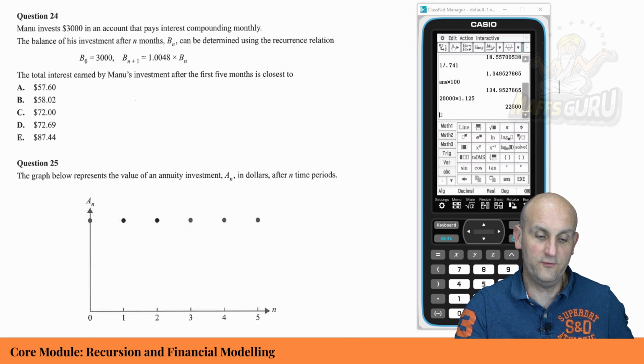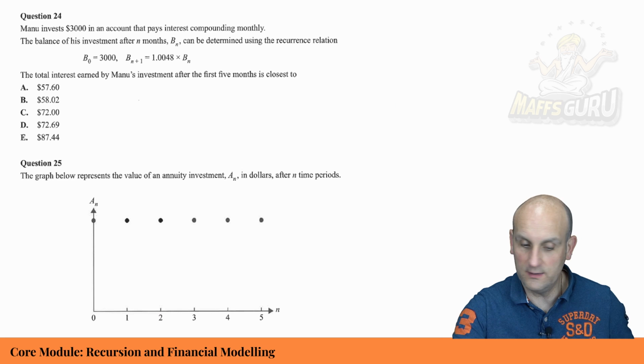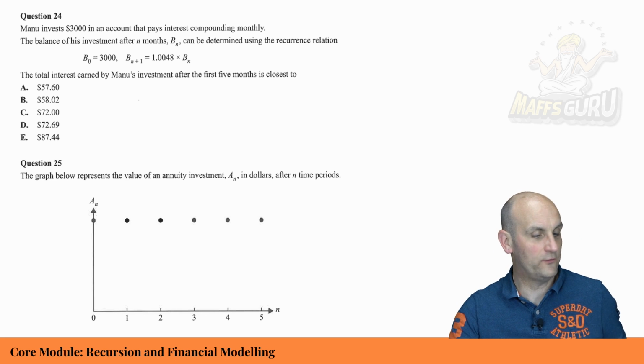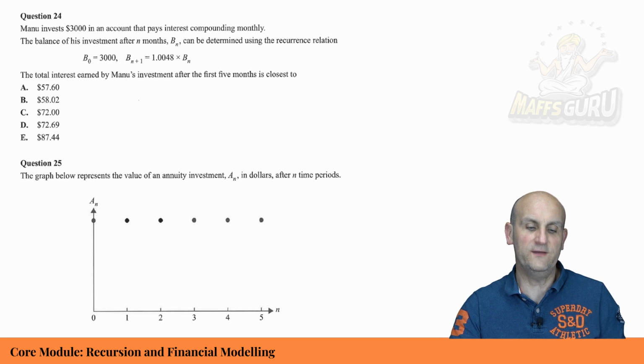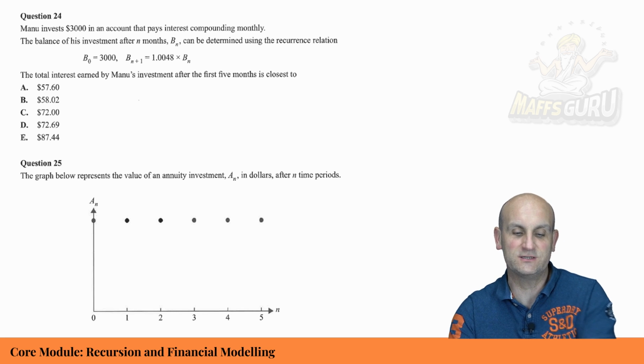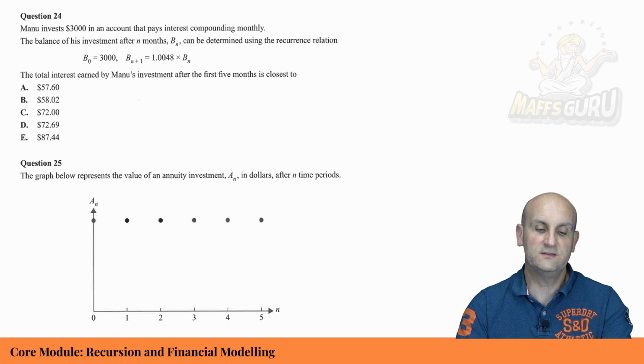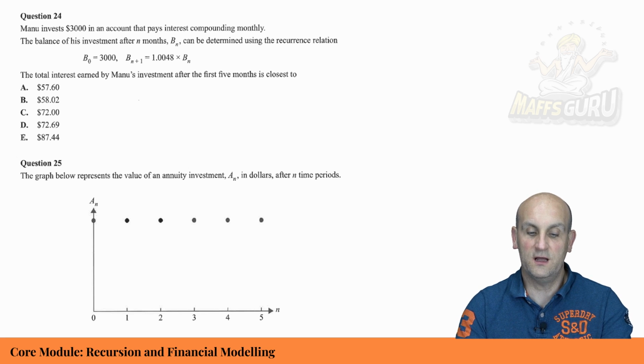Manu, I have a friend called Manu, or at least I used to, not the famous guy from My Kitchen Rules, but anyway, Manu invests $3,000 in an account that pays interest compounding monthly. The balance of his investment after n months can be determined using that recurrence relationship. The total interest earned by Manu's investment after the first 5 months.